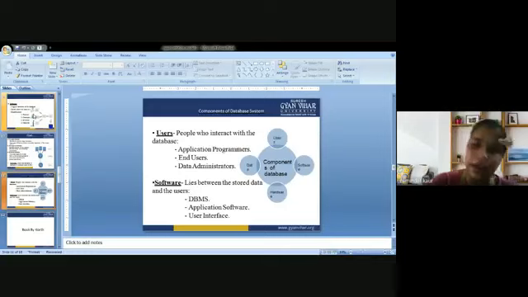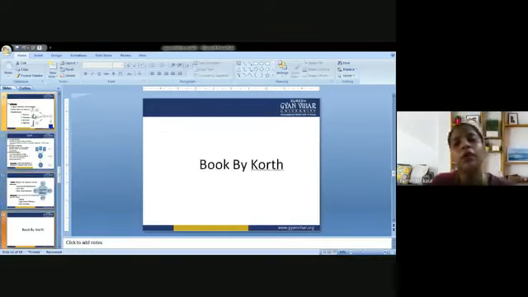There is a reference book given, the book by Korth. It is available in the college library, and you can get it issued from the library and have a look at it. All of you can note the book, which is by Korth. It is available in our college library.